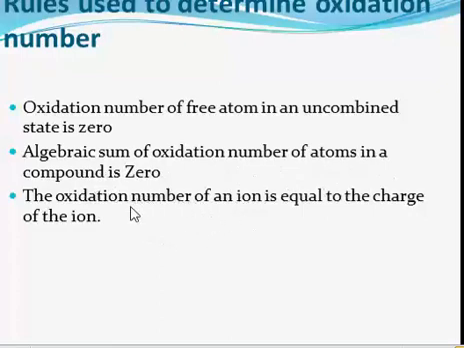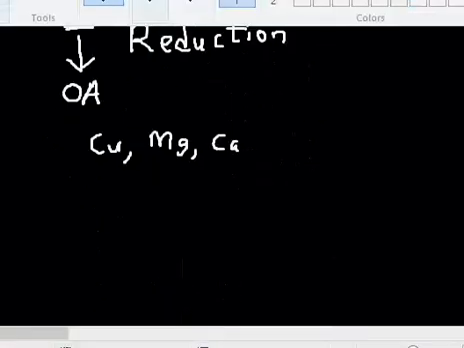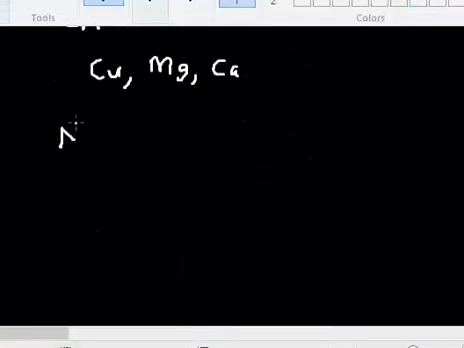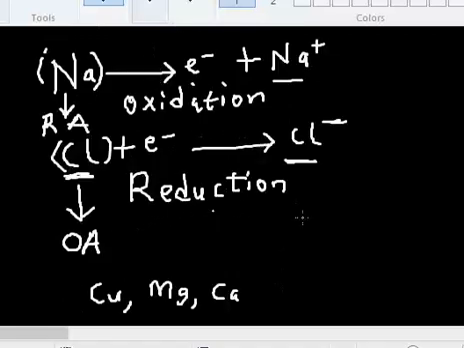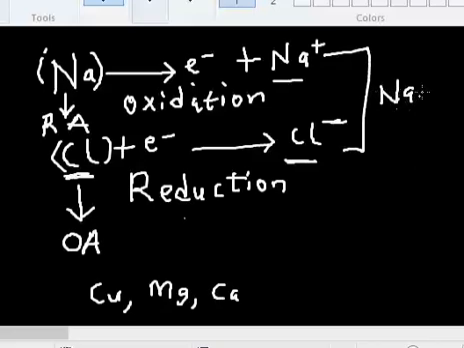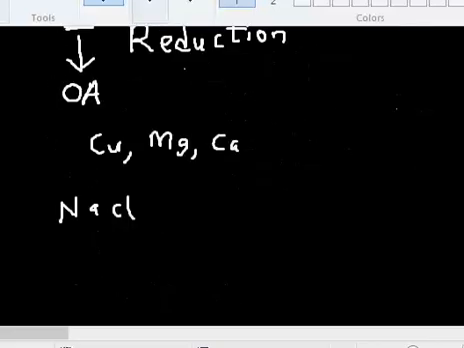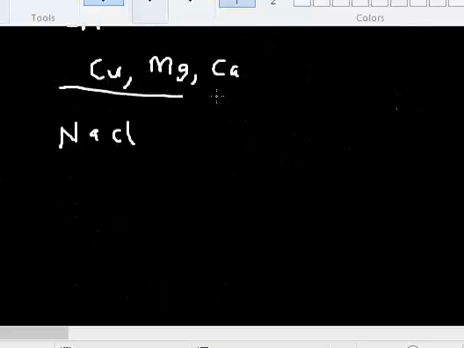So when you sum the oxidation numbers of all the atoms in a compound, it should always give you 0. For example, you know very well that this redox reaction leads to the formation of sodium chloride. Now the second rule says that if I sum the oxidation numbers of the elements in the compound, it should give me 0.